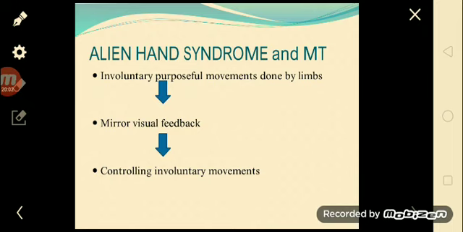Alien hand syndrome. Alien hand syndrome are the involuntary movements performed by the patient. These are purposeful movements, but yet it is very dangerous. That means the automatic movements. He is unable to recognize the objects he is holding in hand. He can easily grasp anything he sees. So this is the alien hand syndrome, and it is helpful. After giving the mirror visual feedback, he can control these involuntary movements.